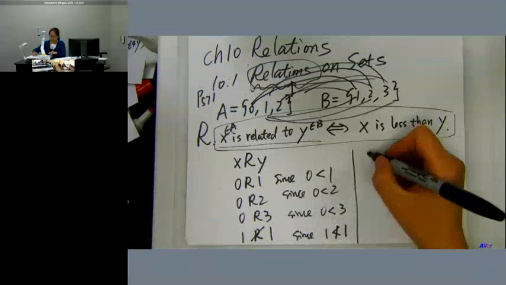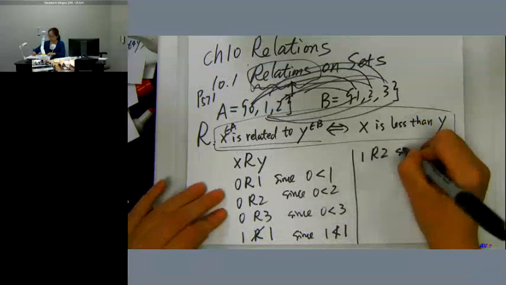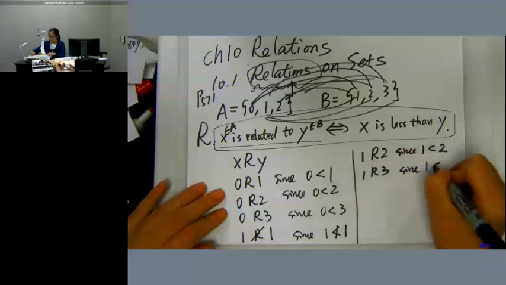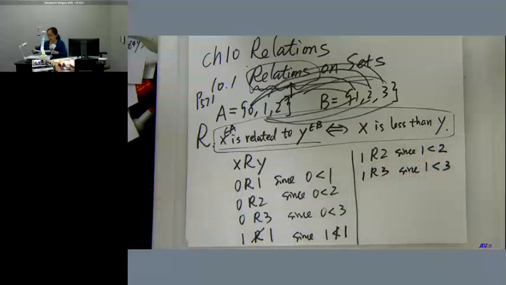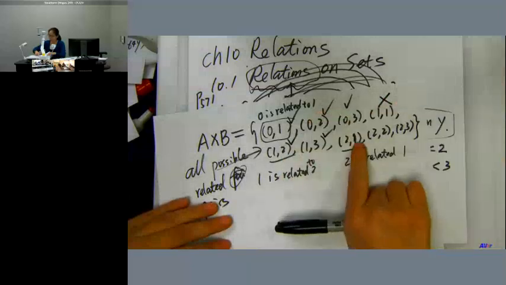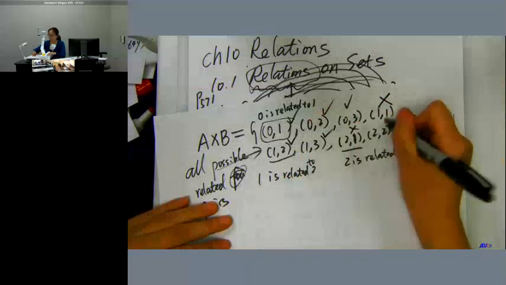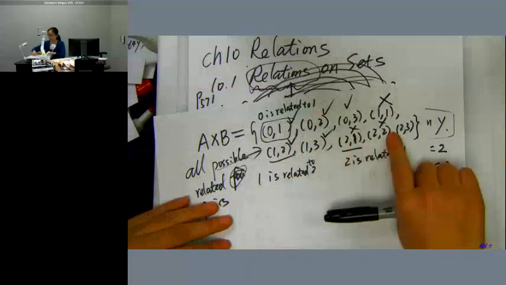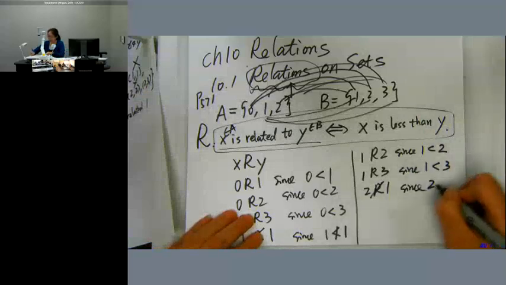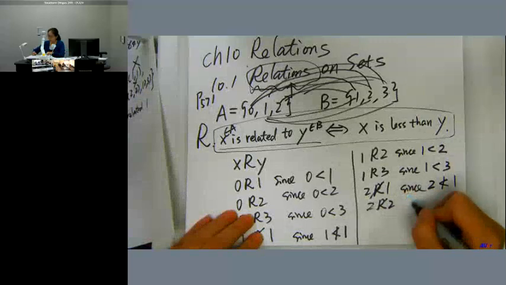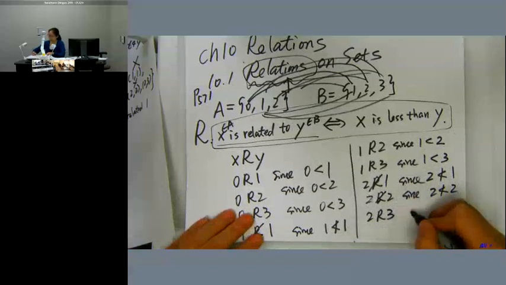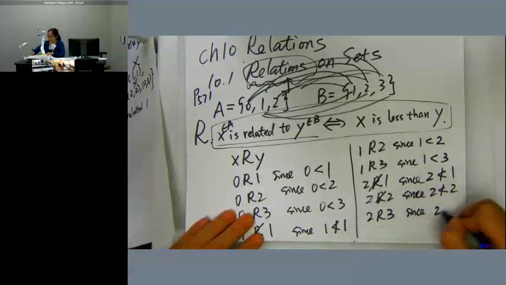The next one is 1 and 2. 1 is related to 2 since 1 is smaller than 2. And then 1 is related to 3 since 1 is less than 3. So I'm checking every single one. This one does not work. This one works. 2, 1 and 2, 2 will not work, right? Because 2 is not less than 1. 2 is not less than 2. So 2 is not related to 1 since 2 is not less than 1. And 2 is not related to 2 since 2 is not less than 2. And the last one, 2 is related to 3 since 2 is less than 3.